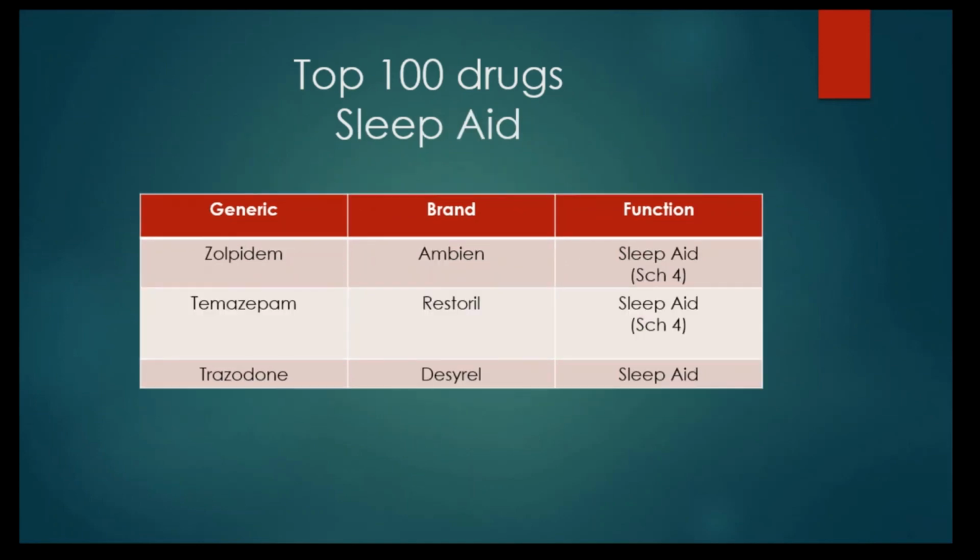We've got sleep aids, Zolpidem as Ambien, this is going to be a Schedule 4, temazepam as Restoril, this is going to be a Schedule 4 as well, and trazodone, known as Desyrel, is just a prescribed sleep aid, but it has no control, so it's a Schedule 6.